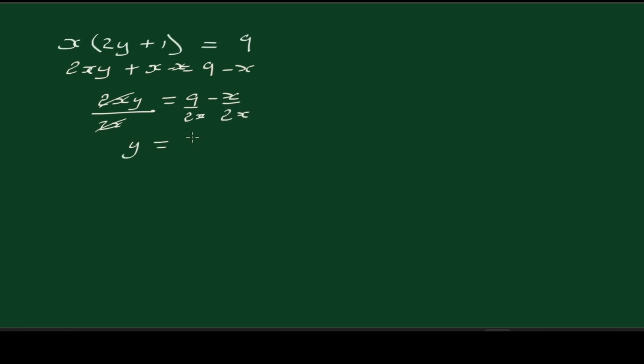So y equals (9 minus x) over 2x. When we have a common denominator in our fraction, we can express the numerator over a common denominator. And this is our inverse function. So our inverse function f inverse equals 9 minus x all over 2x, and this is our answer here.